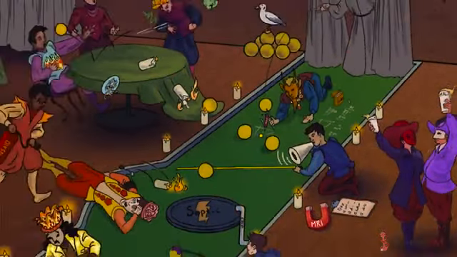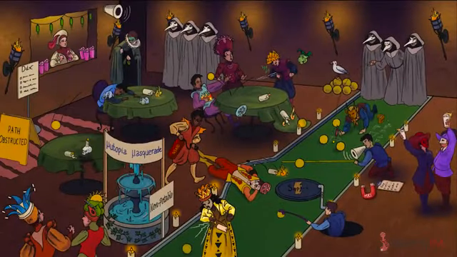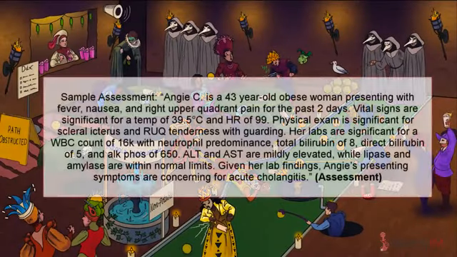All right, let's sum up the presentation of acute cholangitis in a sample assessment statement. Angie C. is a 43-year-old obese woman presenting with fever, nausea, and right upper quadrant pain for the past 2 days. Vital signs are significant for a temp of 39.5 degrees Celsius and heart rate of 99. Physical exam is significant for scleral icterus and right upper quadrant tenderness with guarding.